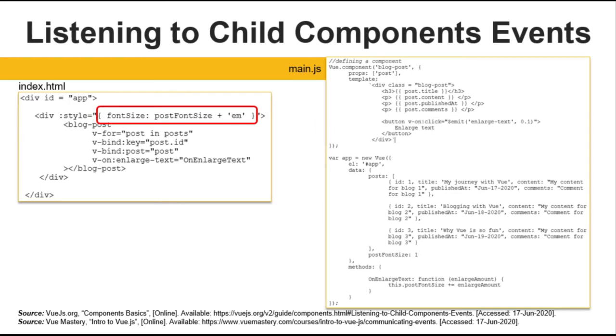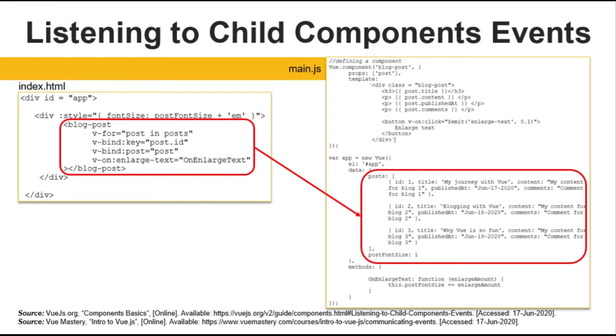To illustrate the use of the emit method in order to listen to child components event, consider the given example. In the index.html file, we created a div with the style attribute which manipulates the font size property by assigning the value stored in the post font size data property as defined in our data model. Additionally, a blog post component is used inside the div we created in order to show the details of the posts array of the data model property. So we use here the v-for directive to move through the different elements of the posts array.